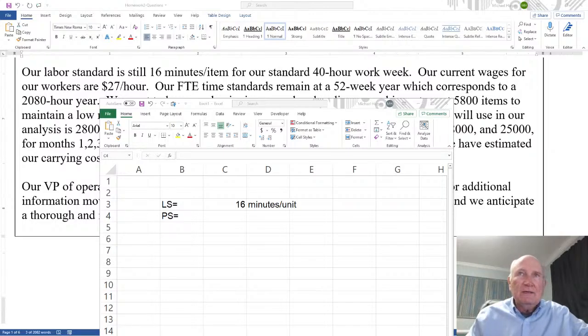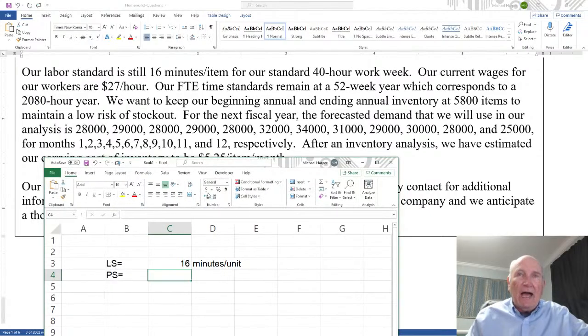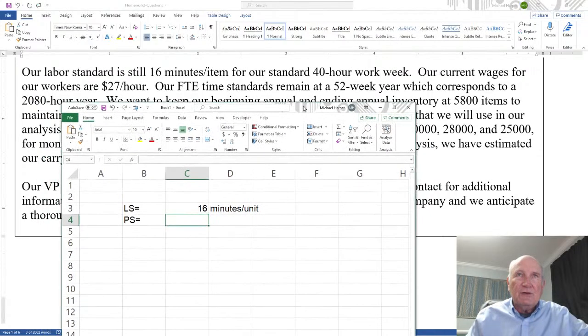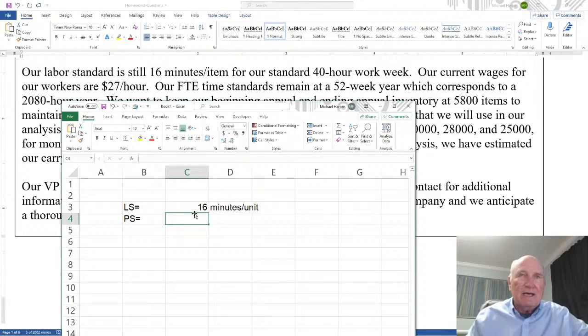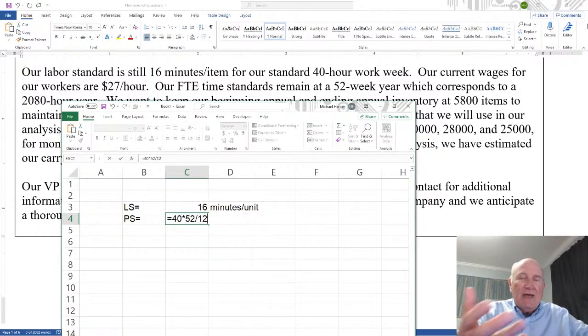This is going to be monthly, hours per month. So here we're going to say, remember, the production standard equals the FTE time standard divided by the labor standard. The FTE time standard is 40 hours a week times 52 weeks. That's how many hours in a year. Divided by 12, that's how many hours in a month.